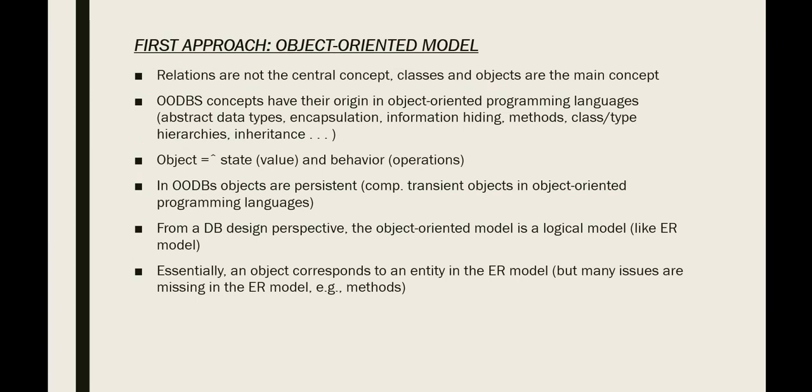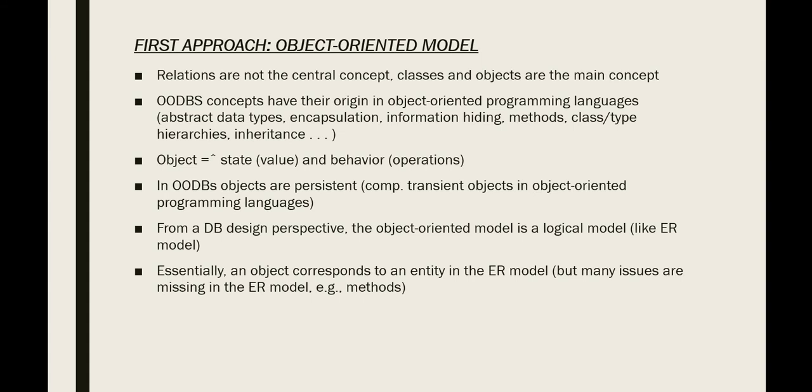The first approach, the object-oriented model. Here the relations are not the central concepts. Classes and objects are the main concept in object-oriented model. Object-oriented database system concepts have their origin in object-oriented programming languages. We can say, in short, OOPL, and the OODBS has this concept, that is abstract data types, encapsulation. In other words, we can say information hiding. Also consists of methods, class and type hierarchies, inheritance, etc.